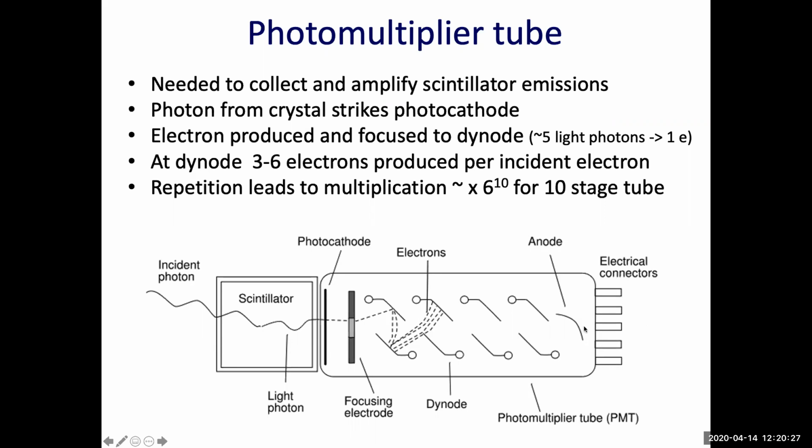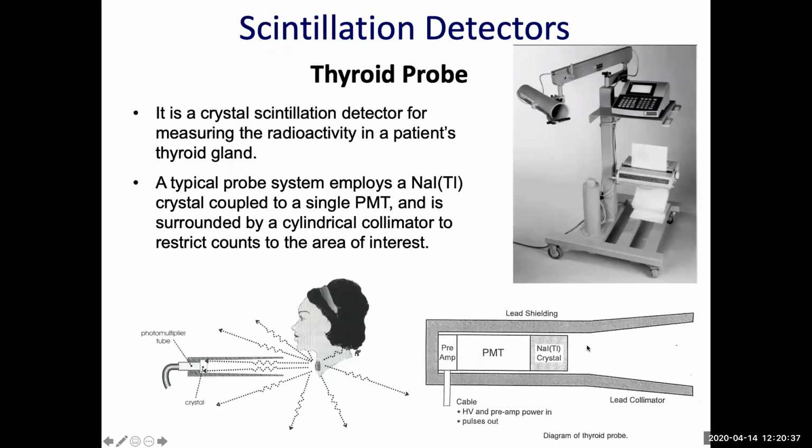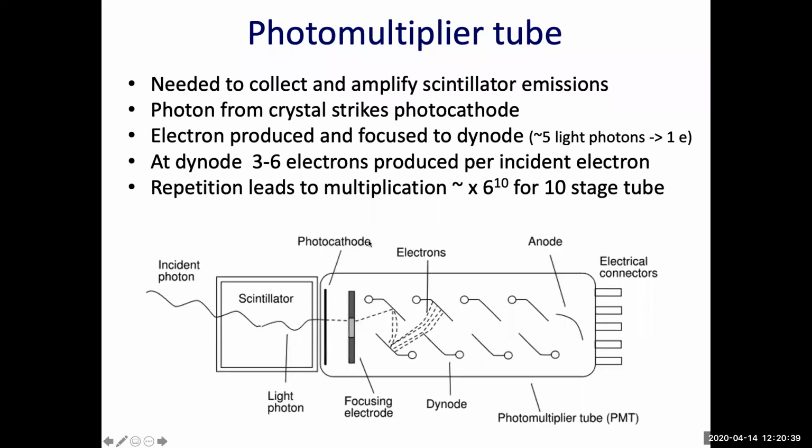And the electron multiplication factor is very large. We said 6 to the power 10 for 10 stages of dynodes. Okay. Any question about the detection of incident photons? The scintillator converts the energy to light photons. These light photons interact with the photocathode of the photomultiplier tube. We produce electron multiplication here, and we get the output signal. Okay.